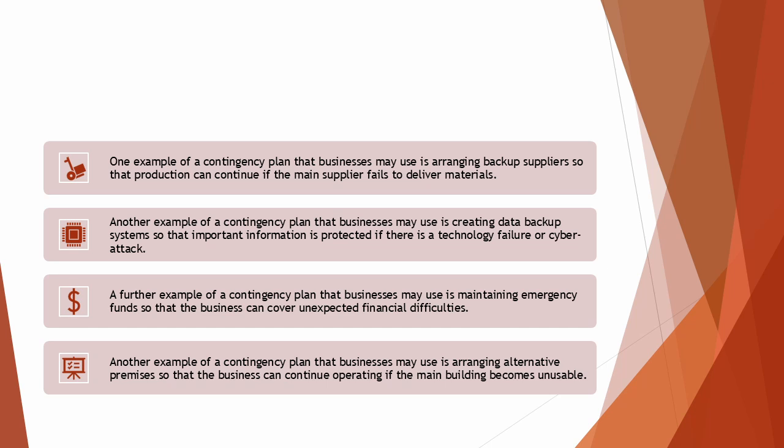Another example of a contingency plan that businesses may use is creating data backup systems so that important information is protected if there is a technology failure or cyber attack. A further example is maintaining emergency funds so that the business can cover unexpected financial difficulties. Another example is arranging alternative premises so that the business can continue operating if the main building becomes unusable.